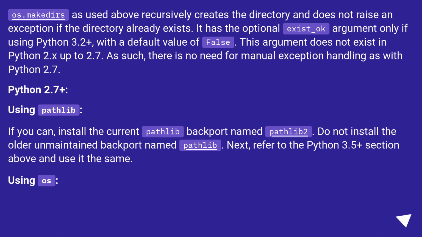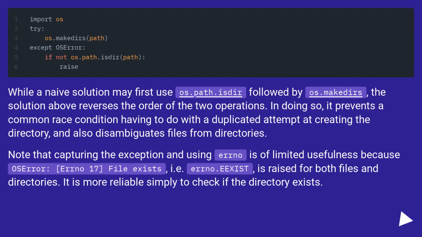Python 2.7+. Using pathlib. If you can, install the current pathlib backport named pathlib2. Do not install the older unmaintained backport named pathlib. Next, refer to the Python 3.5+ section above and use it the same. Using os. While a naive solution may first use os.path.isdir followed by os.makedirs, the solution above reverses the order of the two operations.